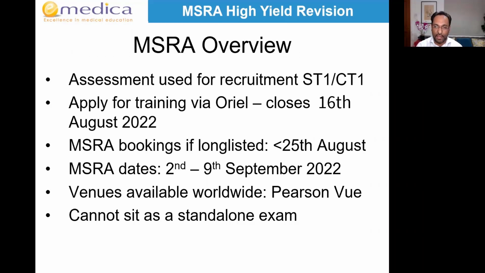So for those of you planning for the next round, the applications close on the 16th of August. And then you'll be invited to book the MSRA if you're longlisted by around the 25th of August. Okay. The actual dates of the MSRA, once you get that invitation to book, you'll be able to log on, create an account on Pearson VUE and pick your own date, anywhere from the 2nd to the 9th of September 2022.